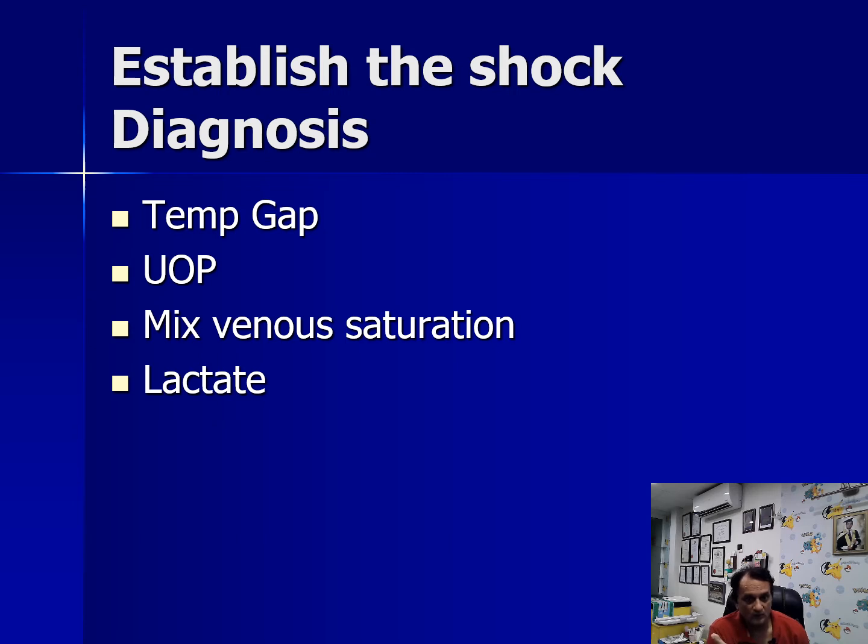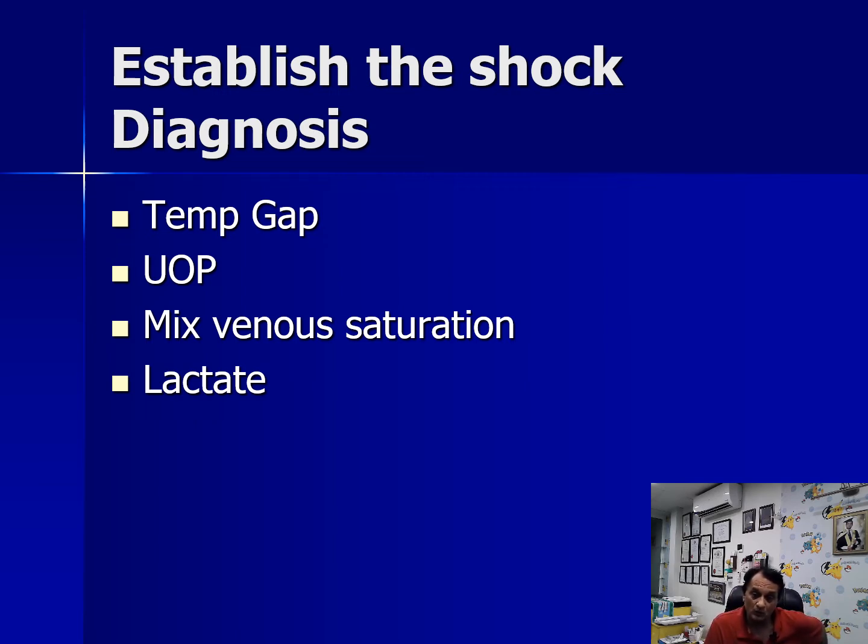Urine output, if it is less than 1, you have a problem. Mixed venous saturation of 65 or 60 is not good, and lactate is building up. Especially the trend is very important. If mixed venous saturation is dropping, urine output is slowly going down, and lactate is going up, you have a problem. So these are the three important things which we also monitor other than the diagnosis.